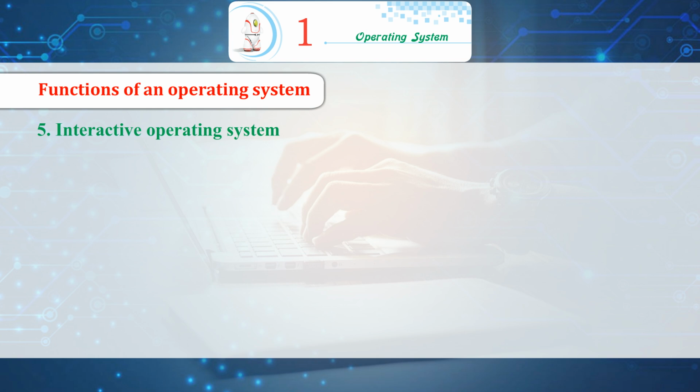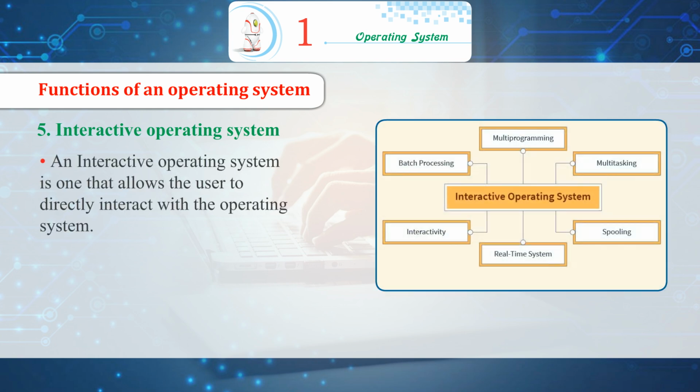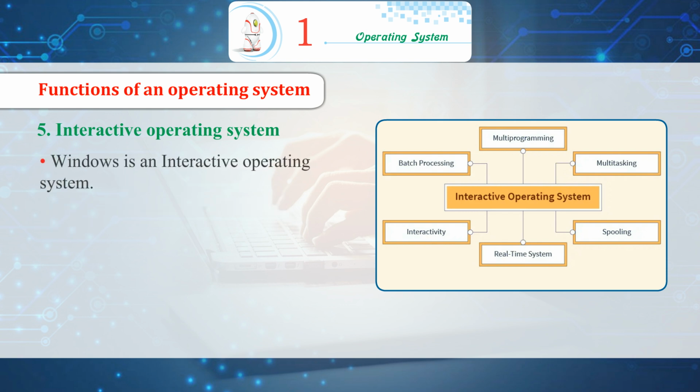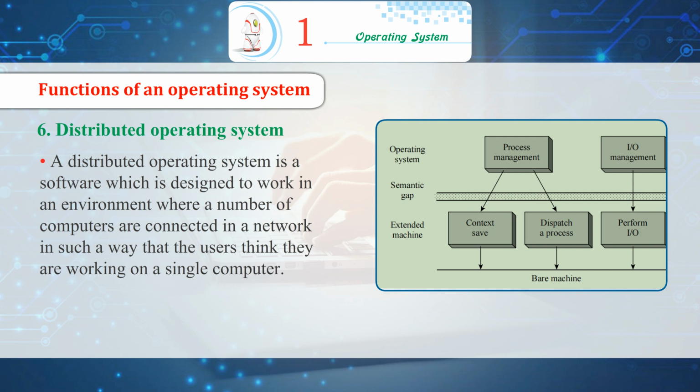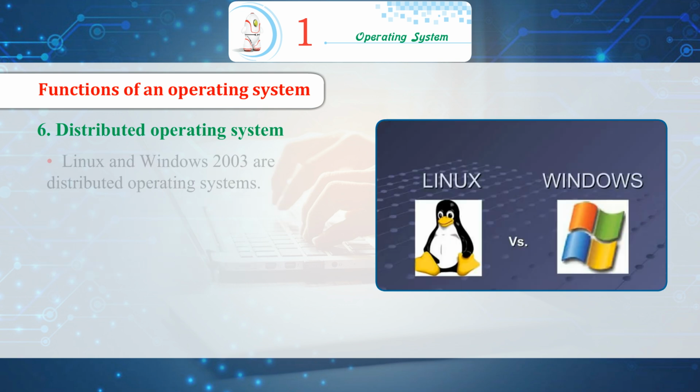5. Interactive operating system. An interactive operating system is one that allows the user to directly interact with the operating system. Windows is an interactive operating system. 6. Distributed operating system. A distributed operating system is a software which is designed to work in an environment where a number of computers are connected in a network in such a way that the users think they are working on a single computer. Linux and Windows 2003 are distributed operating systems.